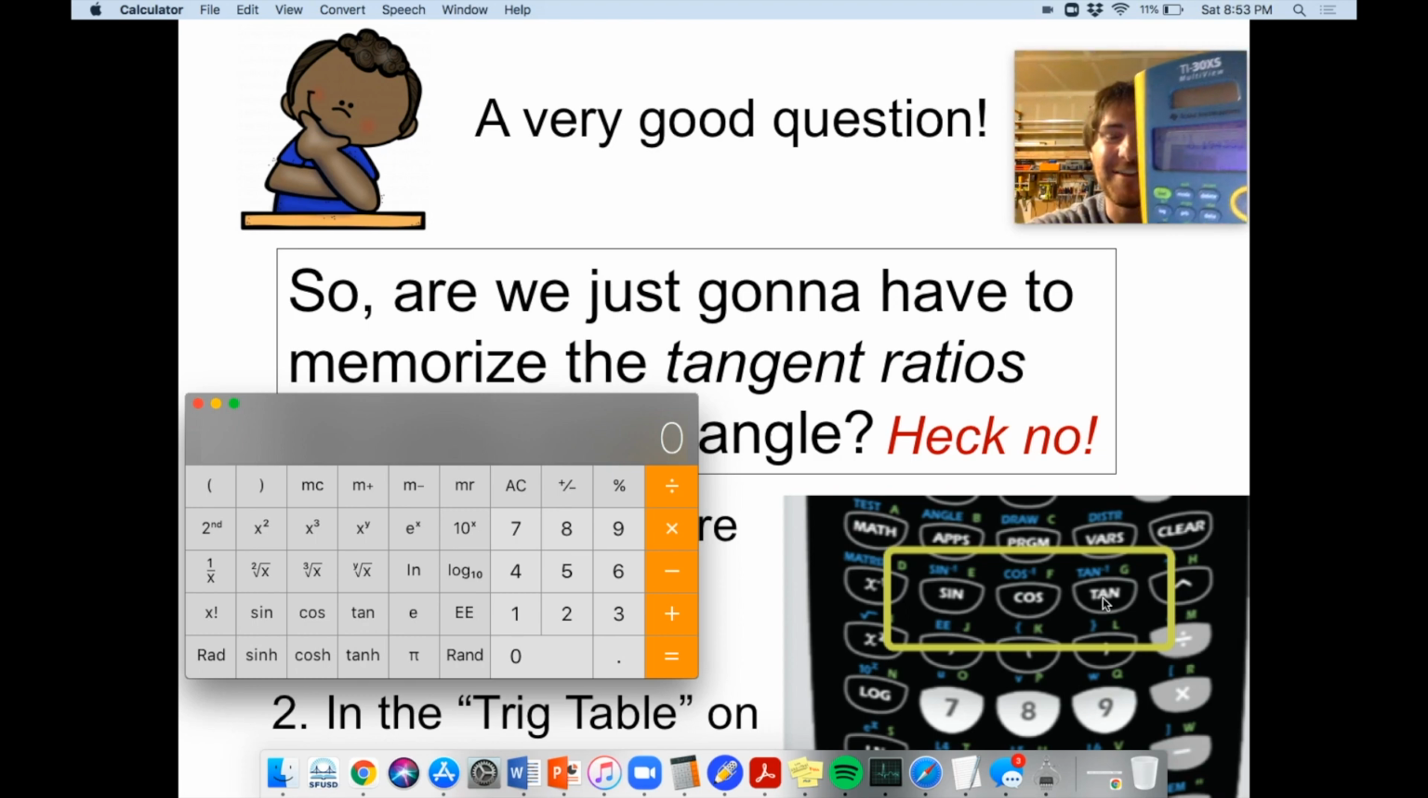They said that 11 degrees opposite over adjacent ratio was about 0.2. It's actually more like 0.194, right? Pretty close to 0.2, pretty close to 1/5. But anyways, that's how you do it on a calculator.